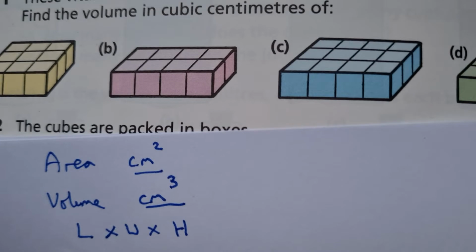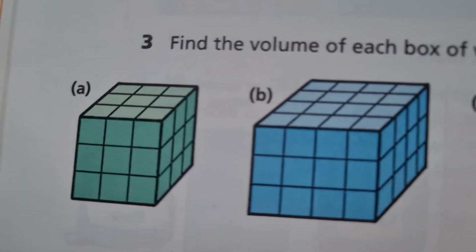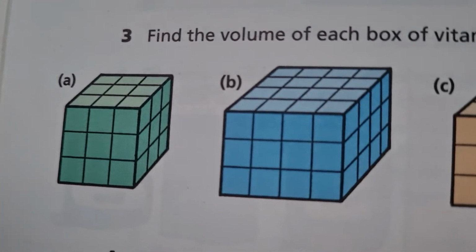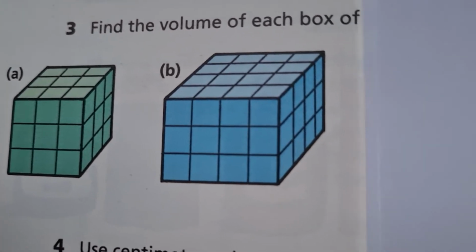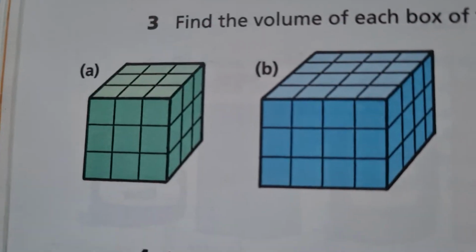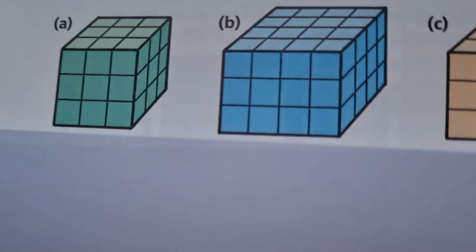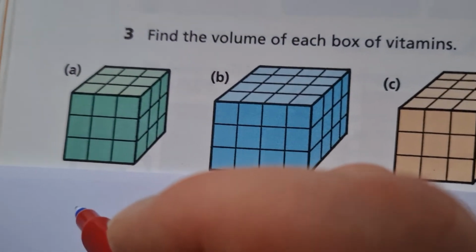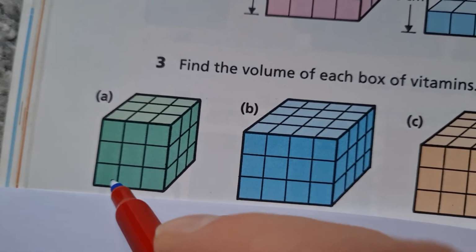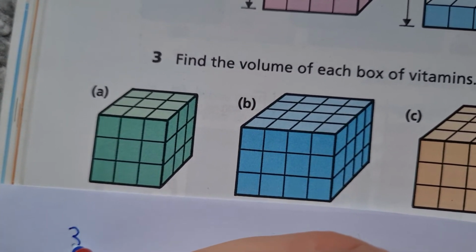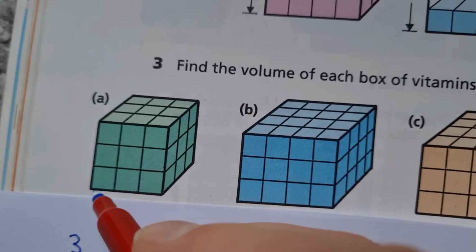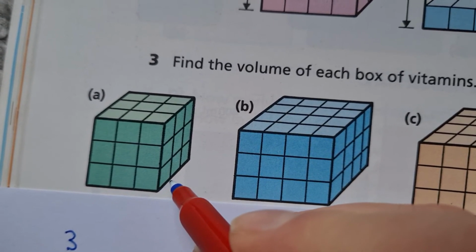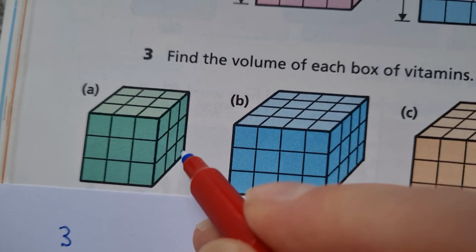Let's have a look at some examples. I move down my book here. Now we have got some bigger shapes here. Now it's going to be very difficult to count the cubes on these because I can't see round the back. I can't see how many cubes there are. But let's have a look at this green one first of all. And I can see I've got 1, 2, 3. It's 3 cubes along. I can see that 3 cubes along here. And it's 1, 2, 3 cubes along here as well.